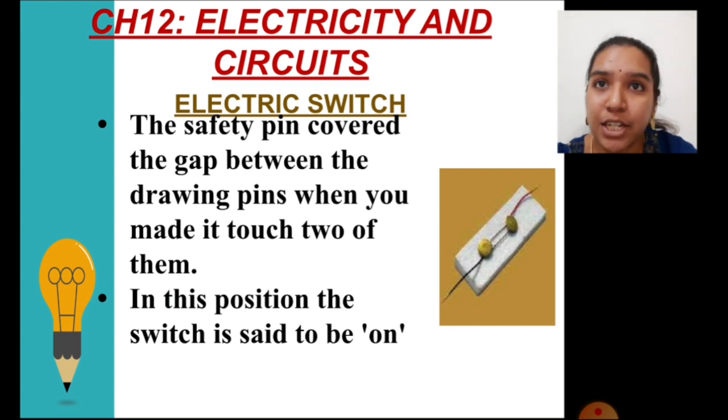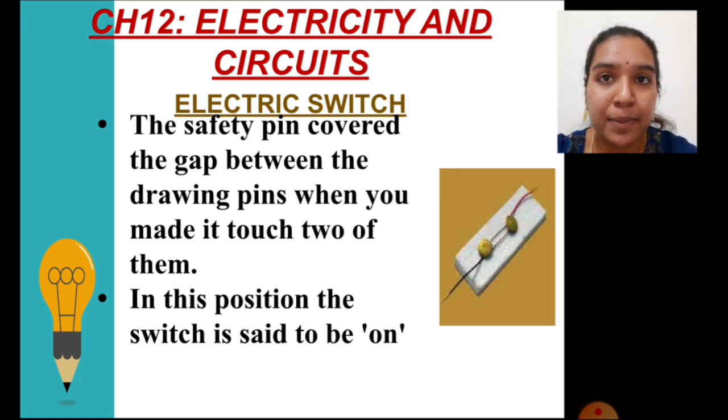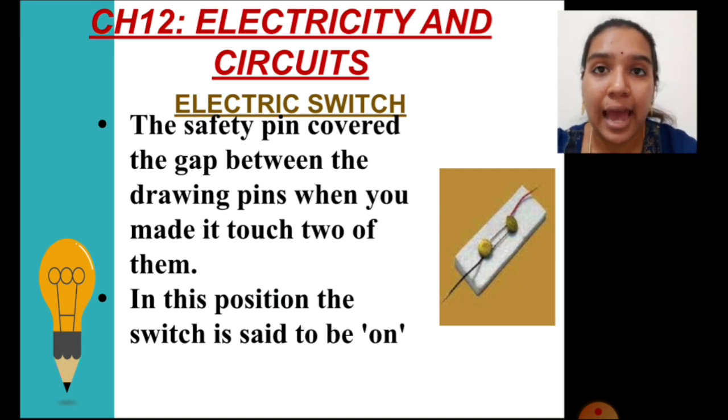So if the safety pin touches both the drawing pins, or if it covers the gap between the drawing pins by touching both of them, then it is the position where the switch is said to be on. That is the switch on position. Here in the image you can see the arrangement of the safety pin and the drawing pins along with the torch bulb and the electric cell in a circuit. This switch will be acting as a switch on position for the circuit.